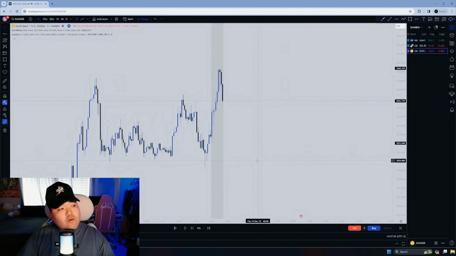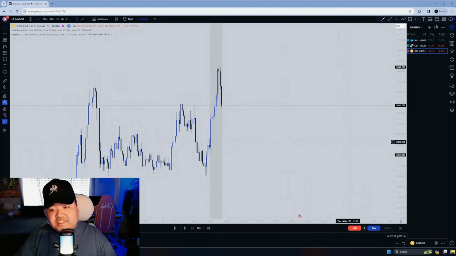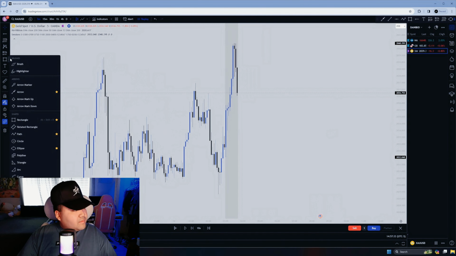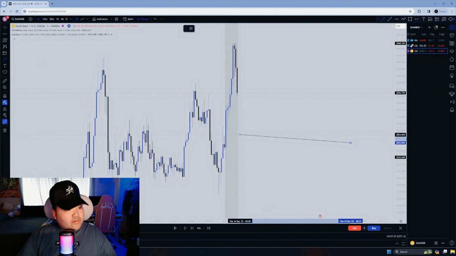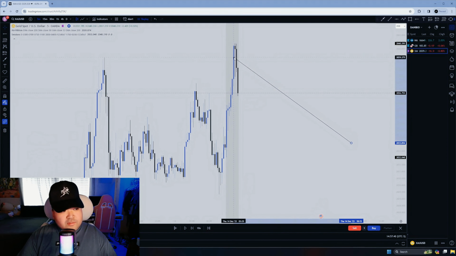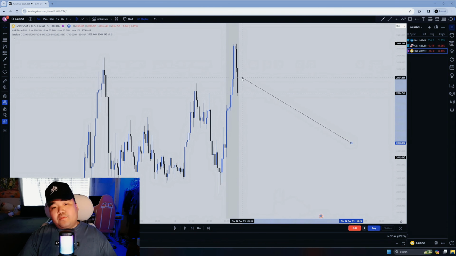Okay, now what just happened? What literally just happened right here? So as you can see, let me pull out my arrow right here. We started a bullish move, six consecutive bullish candles.